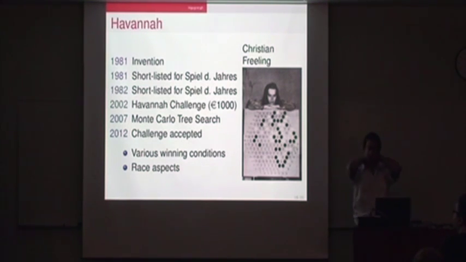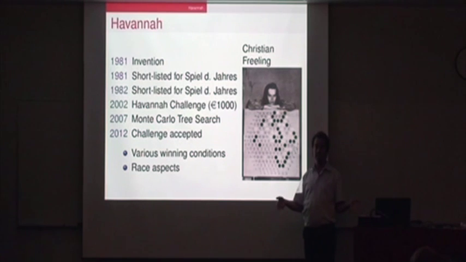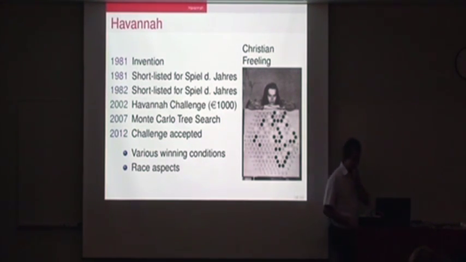And in 2002, that was before the Monte Carlo tree search algorithm was invented, Christian Freeling said, oh, I'm sure no one can program a bot for Havannah. This is really like Go, and we all know that Go is impossible to program. So I'm willing to offer €1,000 to any computer programmer that can come up with a bot within the next 10 years, and in a match of 10 games, the bot would win 1 game.